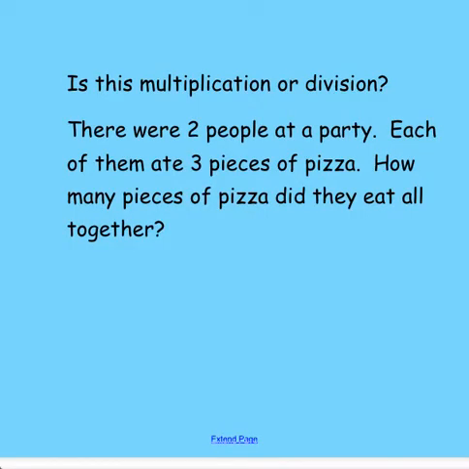Would this be multiplication or division? There were 2 people at a party. Each of them ate 3 pieces of pizza. How many pieces of pizza did they eat all together? Notice we have the words all together, which means we're looking for a large answer. So this would be an example of a multiplication problem.